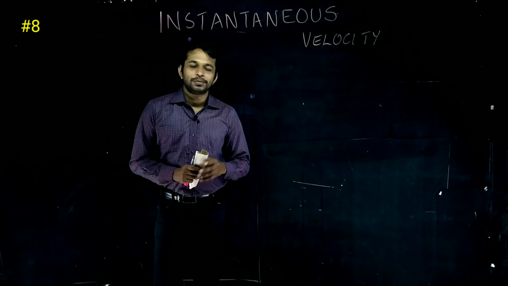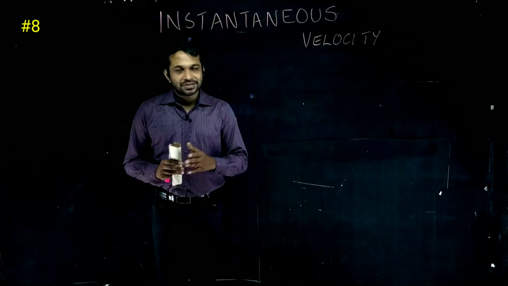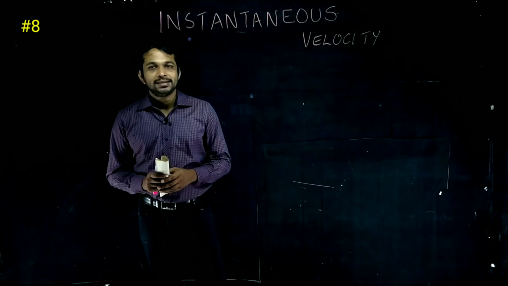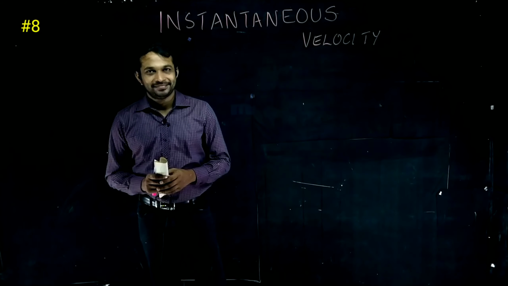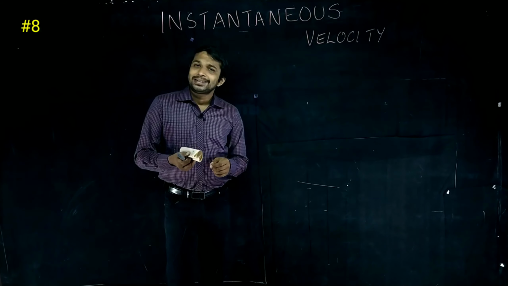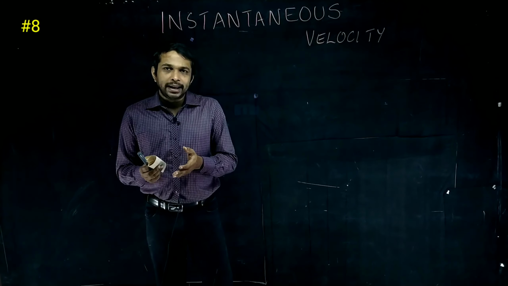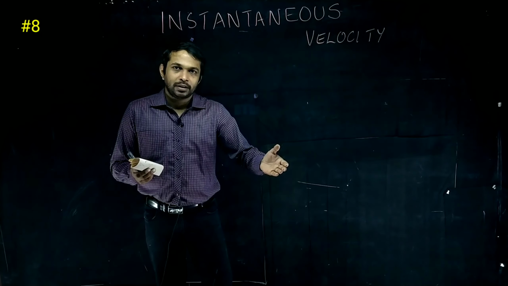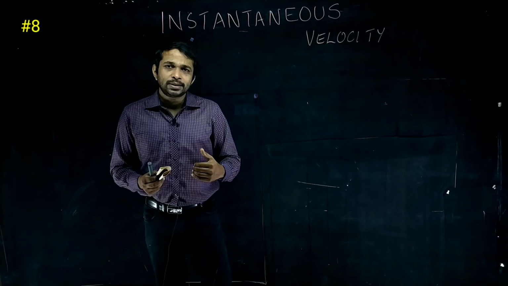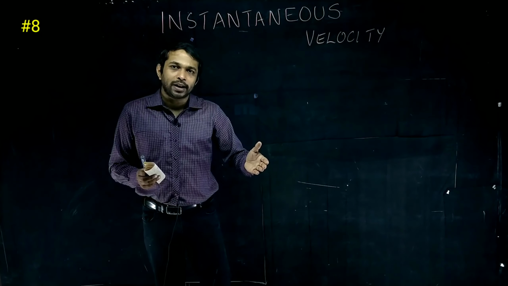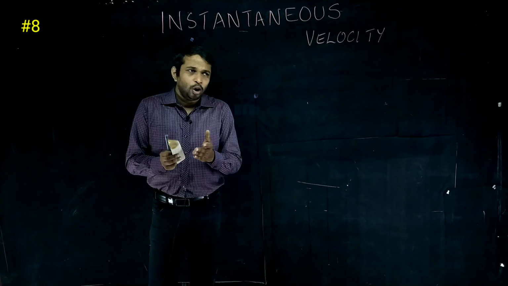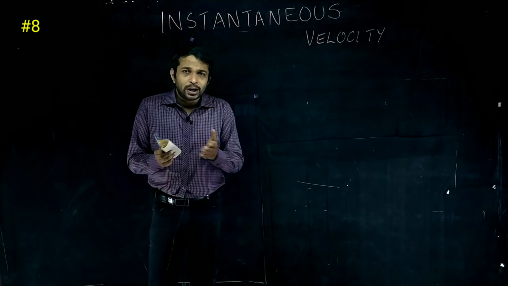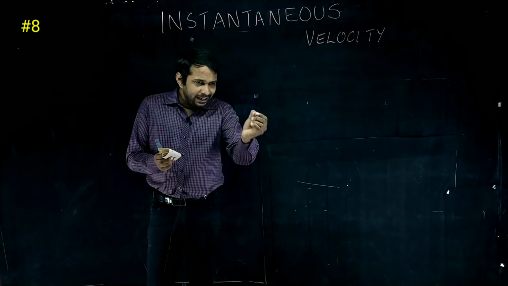This is the second video of chapter number 3, motion in a straight line, and today we are going to deal with the topic instantaneous velocity. In the last class we were studying what the velocity is for a given period of time, right? But in this topic it is not for a given period of time. What is the velocity of a car, or whatever that object be, at a given instant?